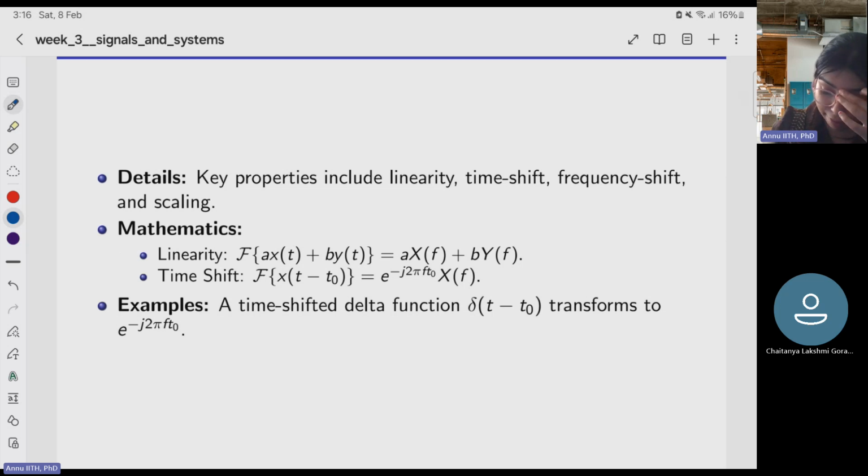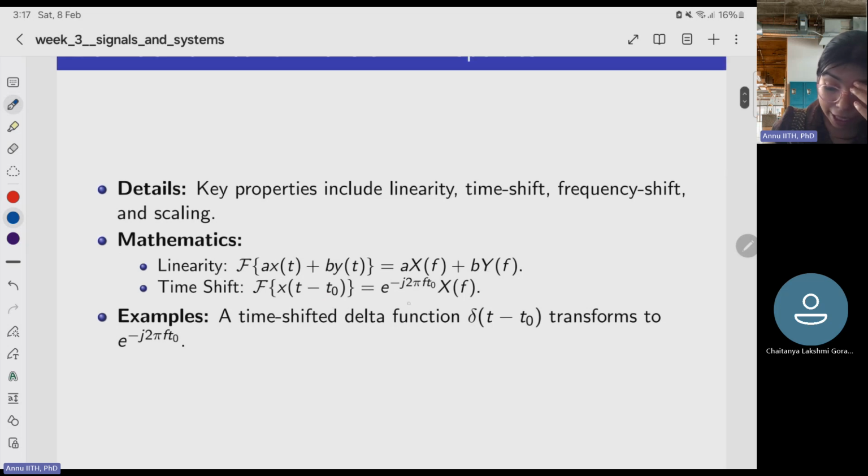Okay, so time shift, if I say, whenever we do the time shift in the time domain, so it is x(t minus t naught), then in the frequency domain it will be multiplied by e power minus j 2 pi f t naught. Understood? This is multiplied by e power minus j 2 pi f t naught into X(f).